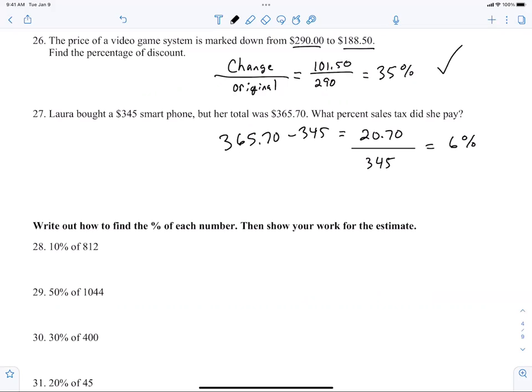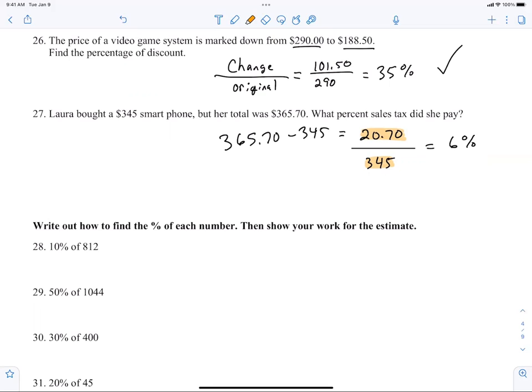Does it really matter if you go 345 minus 365 or 365 minus 345? No. This right here is the tax. This is how much it cost. All right, so it's always the tax over the total. Yes, sir, Aiden.